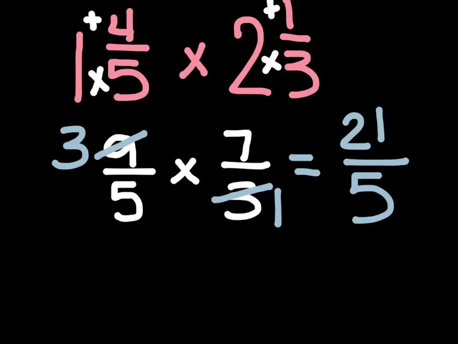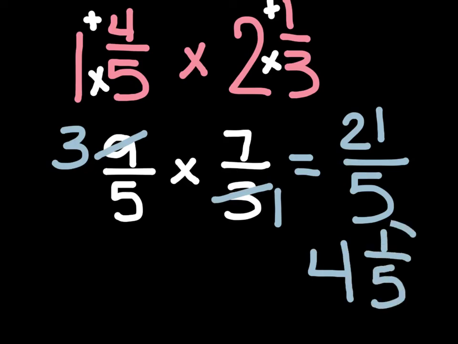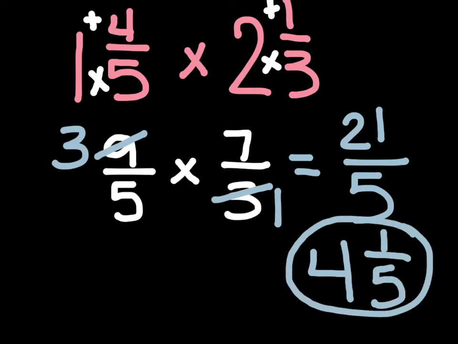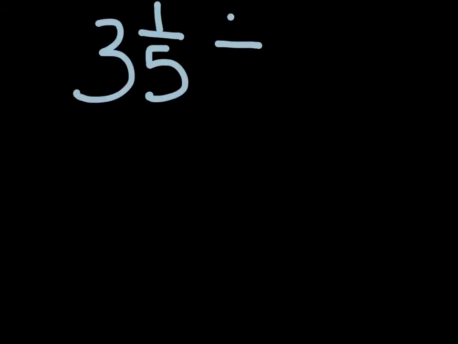5 goes into 21 4 times. There is 1 left over. Your denominator always stays the same. So 4 1/5. The same thing works for dividing fractions. If you have a problem such as 3 1/5 divided by 2 1/4, again, change your mixed numbers to improper fractions.